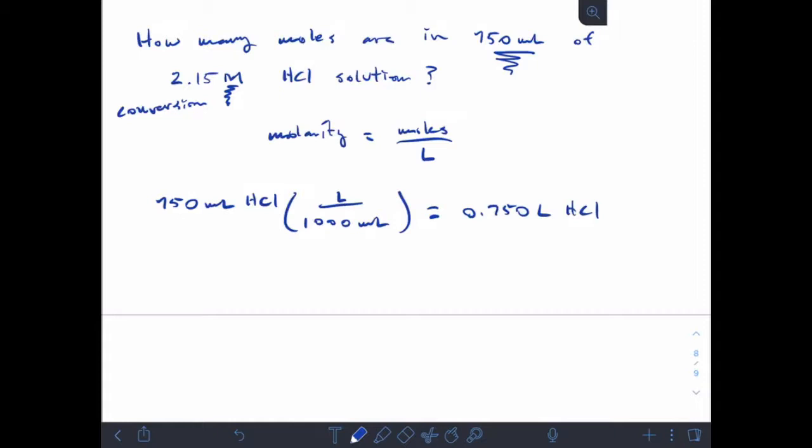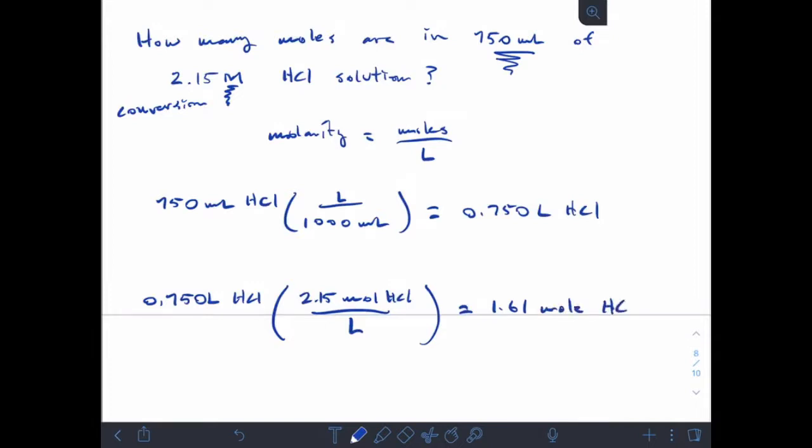Right, now that I've got my units matching my molarity, I can use the molarity as a conversion factor. So I'm going to start with the volume. And I'm going to write my molarity such that my liters end up on the bottom. Moles of hydrochloric acid per liter of solution. So I'll find out that I have 1.61 moles of hydrochloric acid.